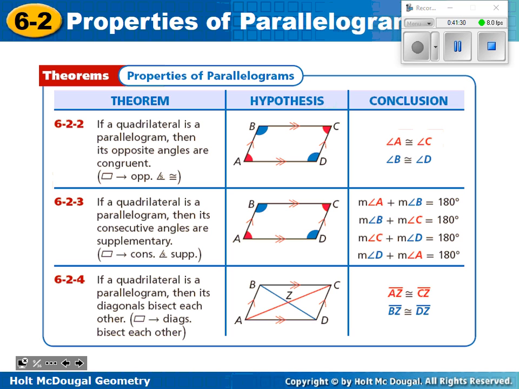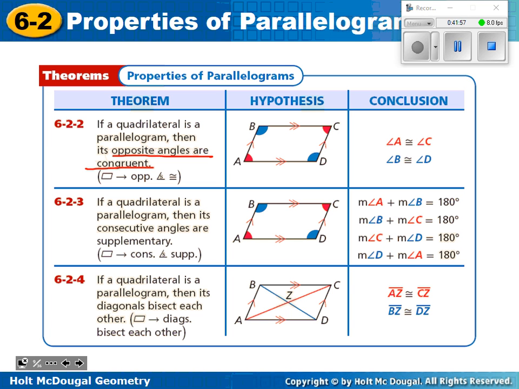Next properties. In a parallelogram, its opposite angles will be congruent. So number 3, opposite angles are congruent. So that will mean B and D are congruent and A and C are congruent. The ones across from each other will be congruent.